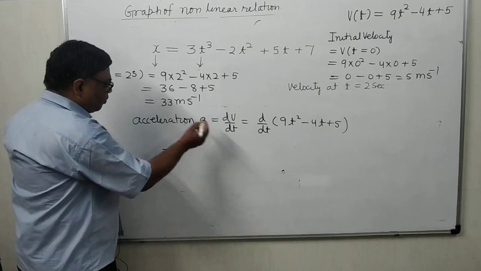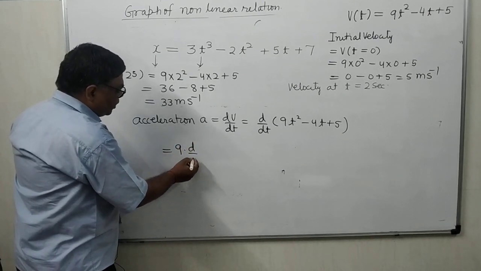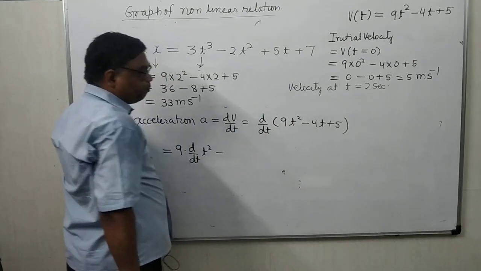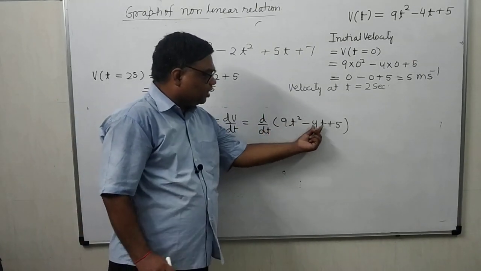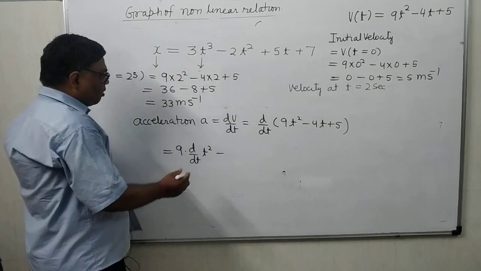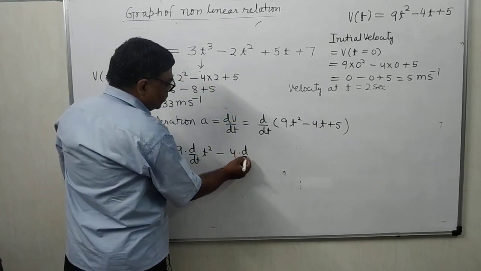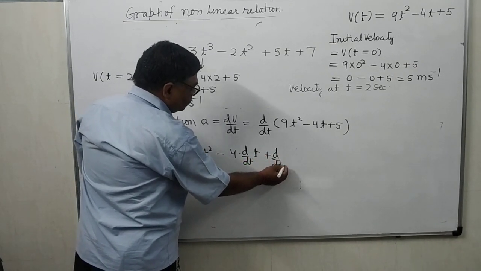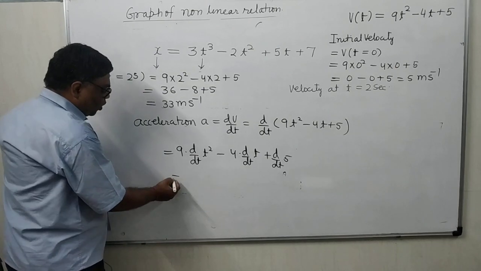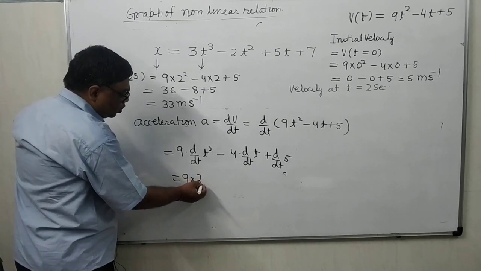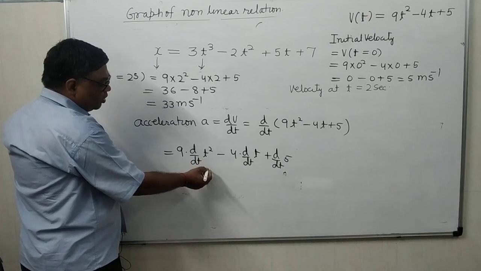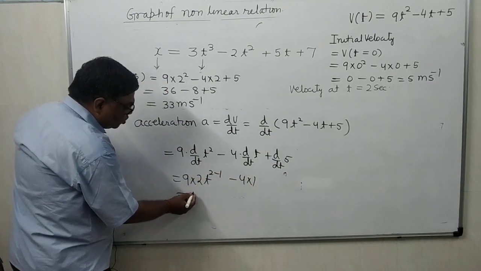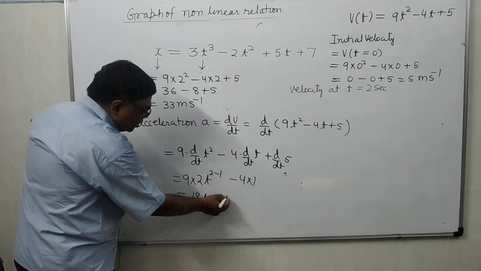So you can simplify: 9 into d by dt of t square, d by dt of every term, d by dt of this, d by dt of this, d by dt of this, but numbers we will write before, d by dt of t and d by dt of 5. So what will this be? 9 into 2 into t to the power 2 minus 1, minus 4 into 1. That is equal to 18t minus 4.